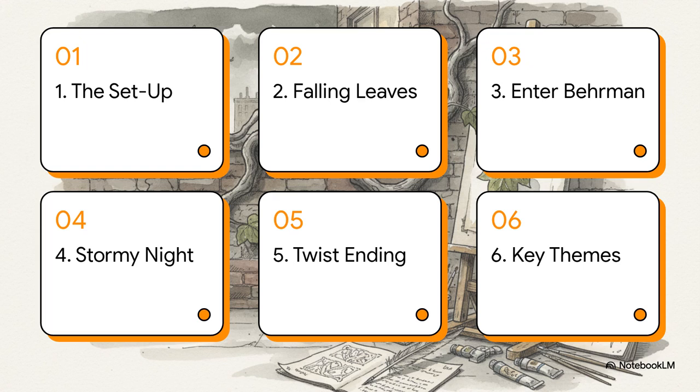So here's our roadmap for today. 1. The setup. 2. The falling leaves. 3. Enter Mr. Bearman. 4. The stormy night. 5. The twist ending. And finally, 6. Key themes and revision.